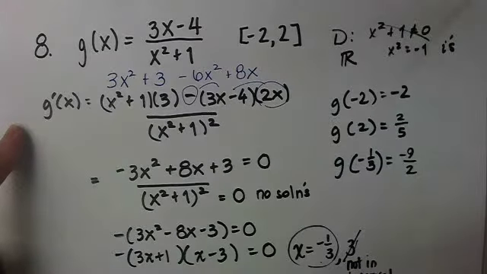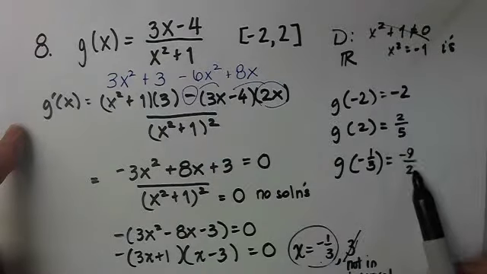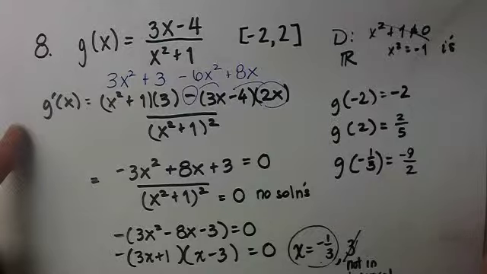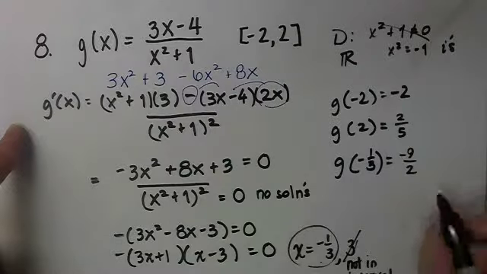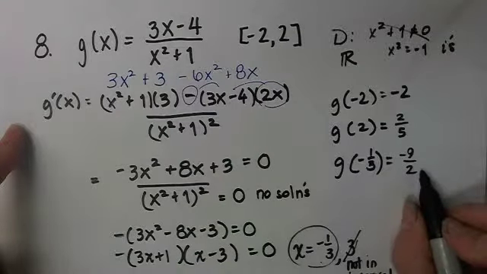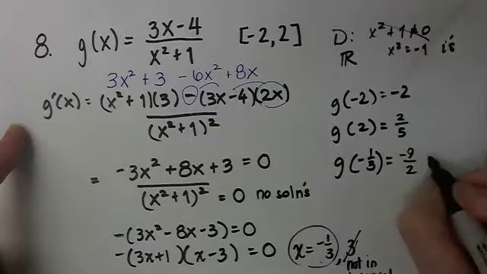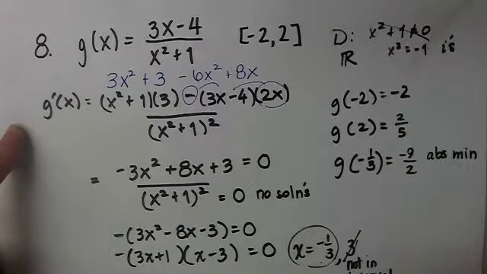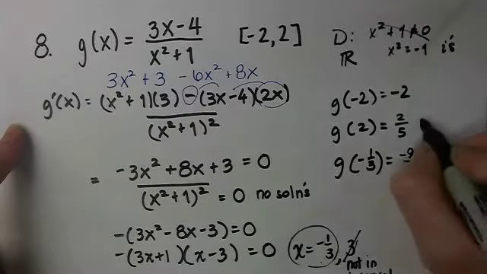As far as absolute maxes and mins go, we're guaranteed that we're going to have an absolute max and min on this interval because we're continuous on a closed interval. So by the extreme value theorem, it has to have an absolute max and min. So the lowest of these is the absolute min. Negative 9/2 is negative 4.5. So this is our absolute min. And then the largest of the numbers is our absolute max. So that's going to be 2/5.